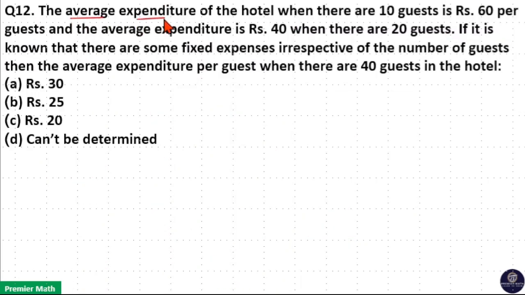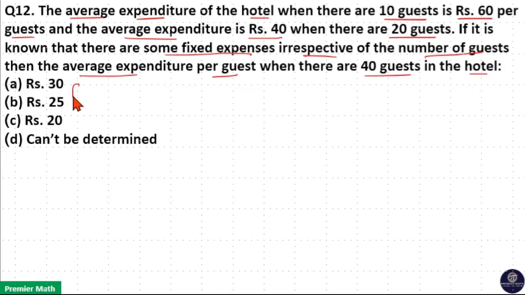The average expenditure of a hotel when there are 10 guests is rupees 60 per guest, and average expenditure is rupees 40 when there are 20 guests. If it is known that there are some fixed expenses irrespective of the number of guests, then find the average expenditure per guest when there are 40 guests in the hotel.